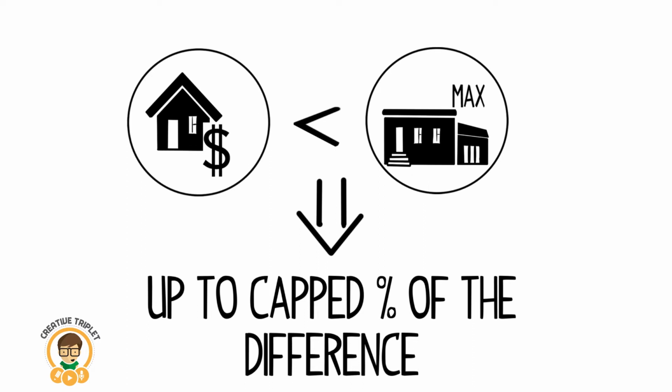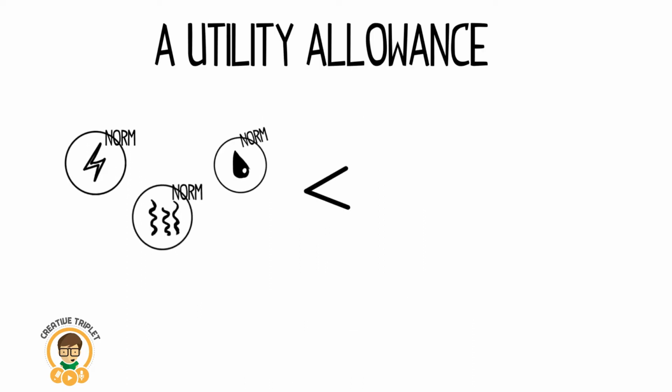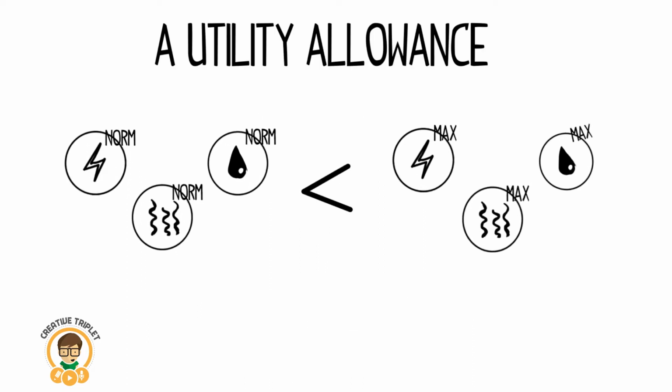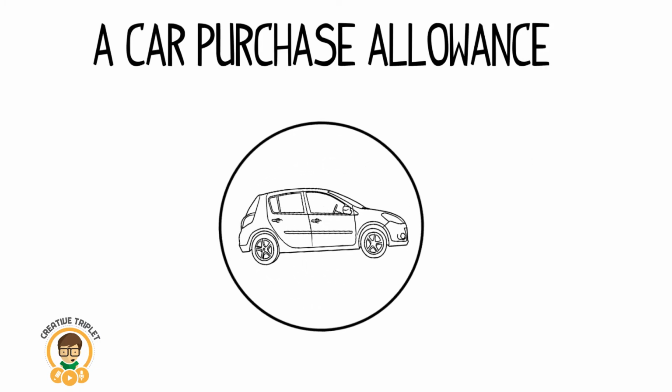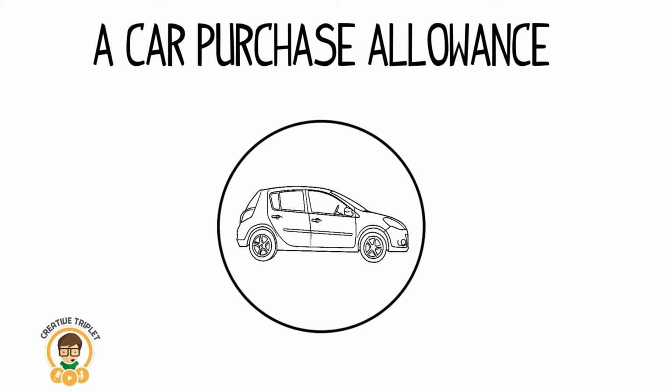More information on BHHMI can be found in the policy summary document under the heading Below Host Housing Maximum Incentive, or BHHMI. In addition, P&G provides a utility allowance, provided your norm is lower than the maximum. And if you purchase a car, a car purchase allowance, if the standard cost to purchase a car in the host is more expensive than the home.